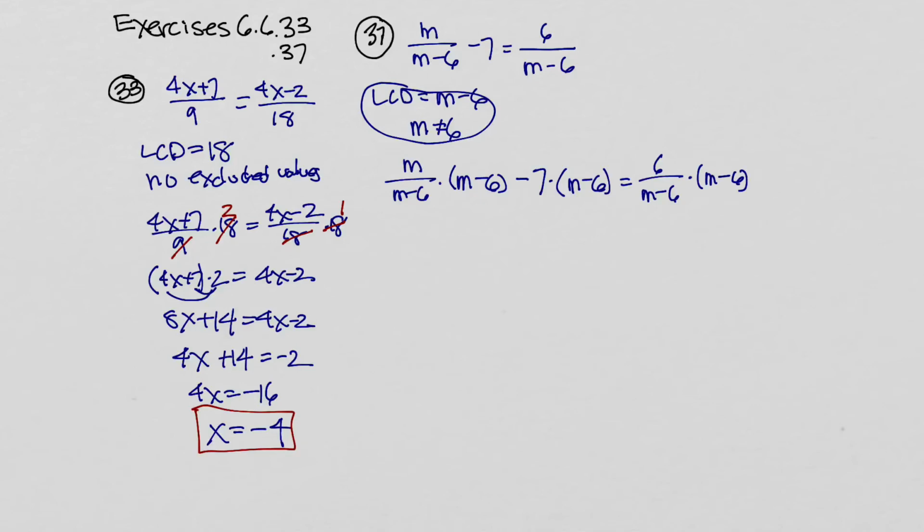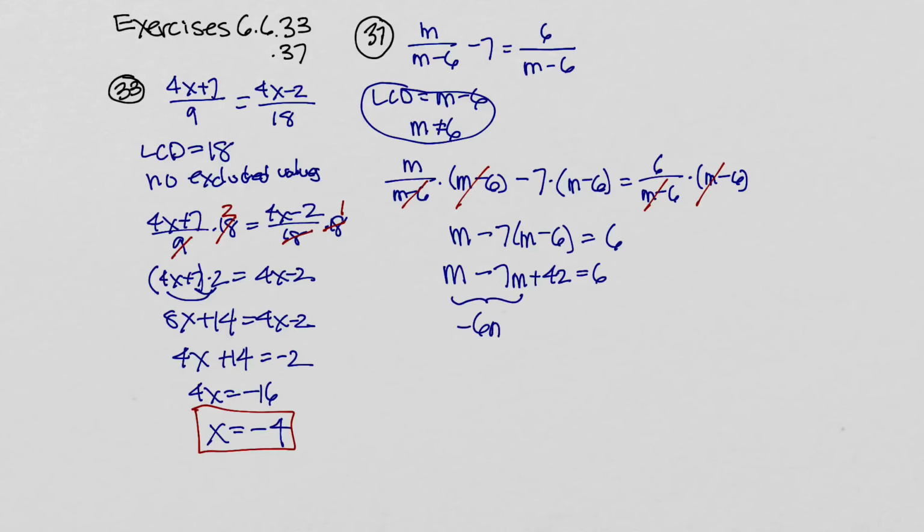Now, over here in this first term, these m minus 6's are going to cancel. So we'll cancel that, and that'll be a 1. So we'll get m times 1, which is just m, minus 7 times m minus 6 equals, and then over here, these m minus 6's are going to cancel. We get a 1 here. So we're going to get 6 times 1 is 6. Now let's distribute that negative 7: m minus 7m plus 42 equals 6. Right here, there's negative 6m plus 42 equals 6.